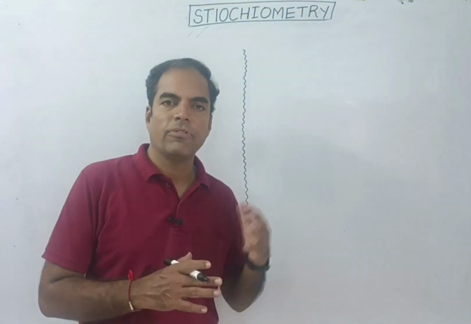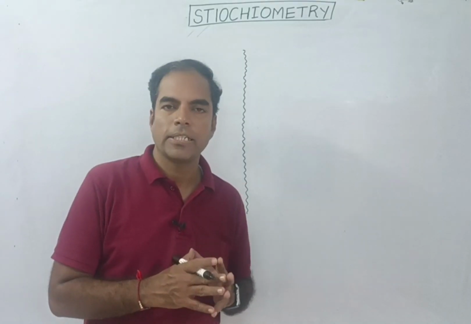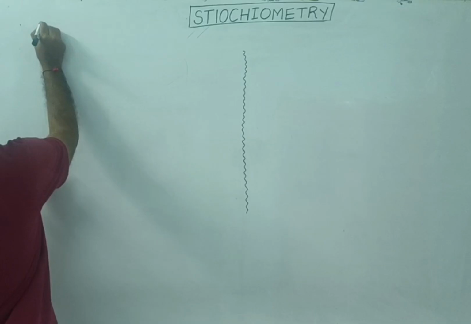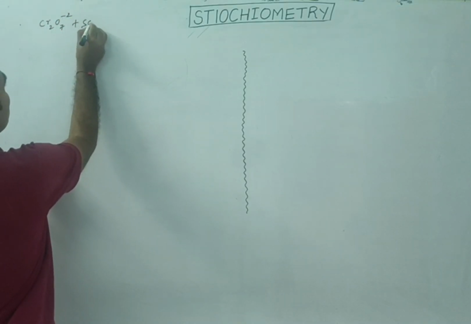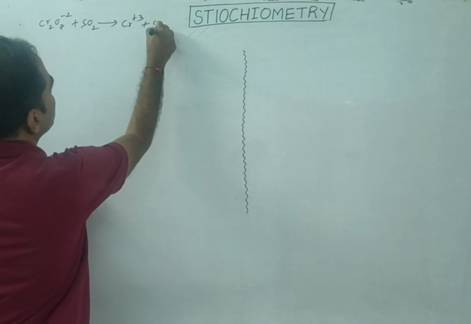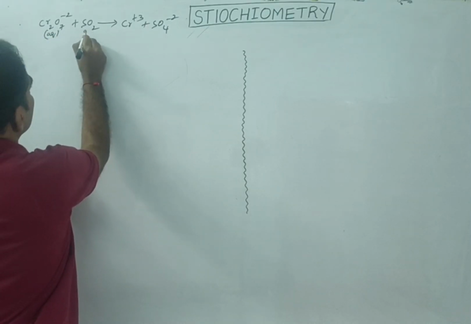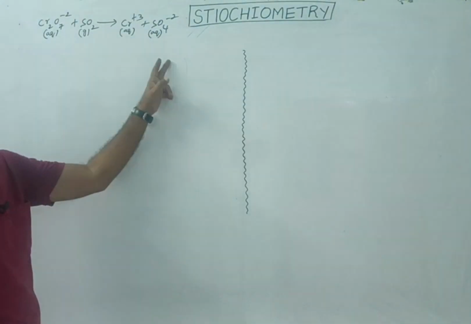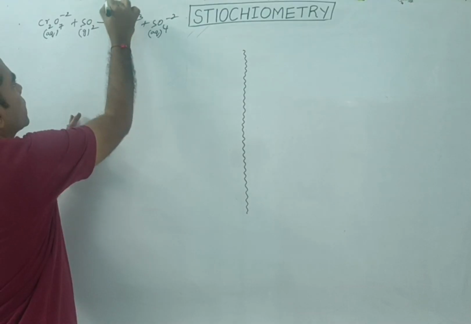My dear students, let us see one more example, which is very, very important and frequently asked in your annual examination, in acidic medium. See here: Cr2O7 2- plus SO2 gives rise to Cr 3+ plus SO4 2-. Here these are aqueous, gas, aqueous, aqueous; that means it is the physical state. Now balance the equation in acidic medium, H plus.